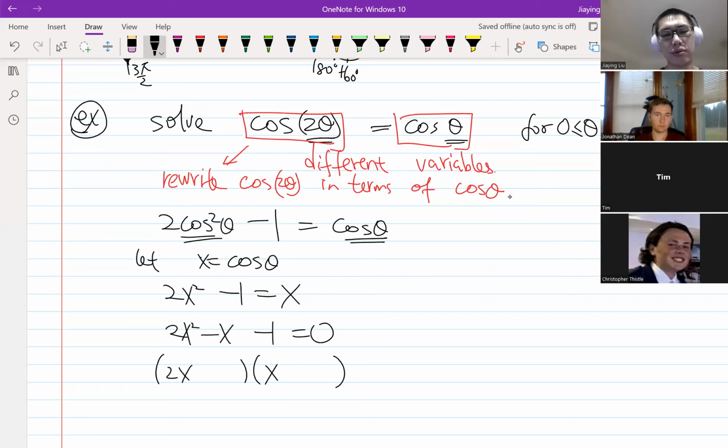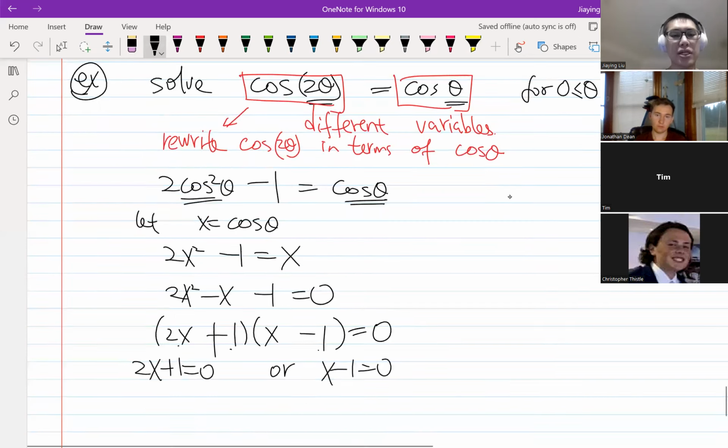Then you just have to try where to put which one. You can try to put -1 here, +1 here, and then notice that it's not going to work because that's going to give us +2x minus x. But we're going to flip them. So +1 in the first parentheses, -1 in the second one. Now it works. So that's equal to 0. This tells us 2x plus 1 equals 0, or x minus 1 equals 0. So we get x equals -1/2, or x equals 1.